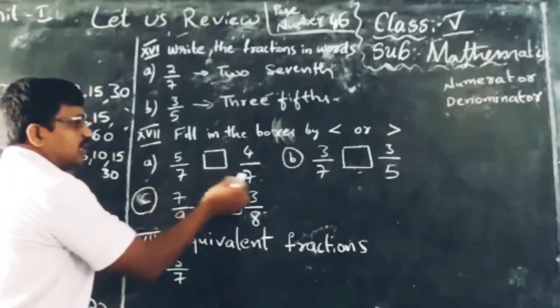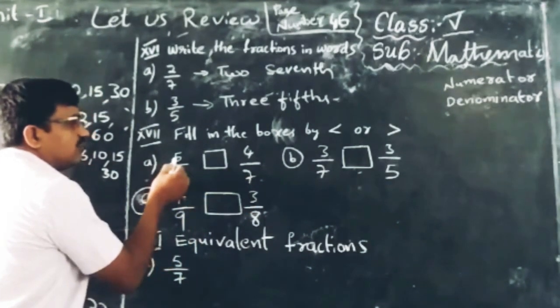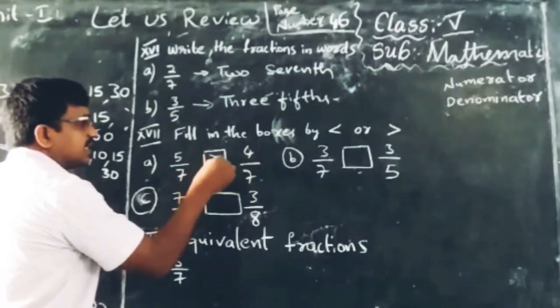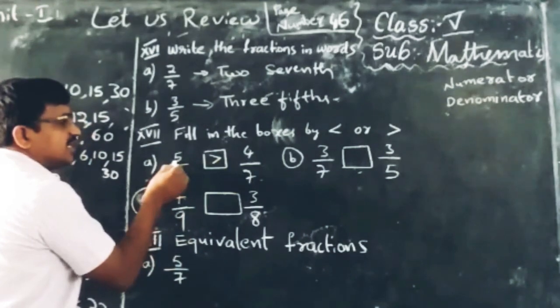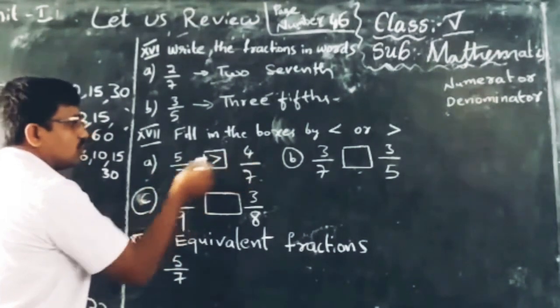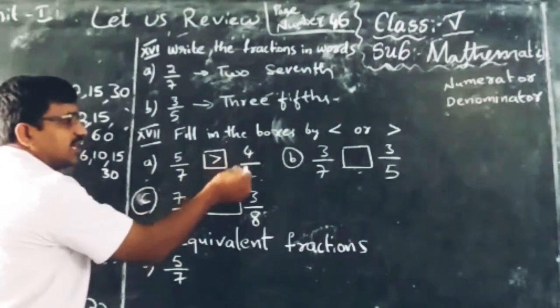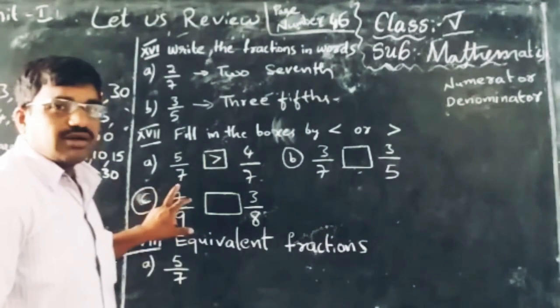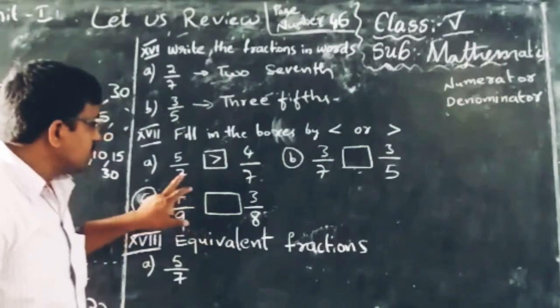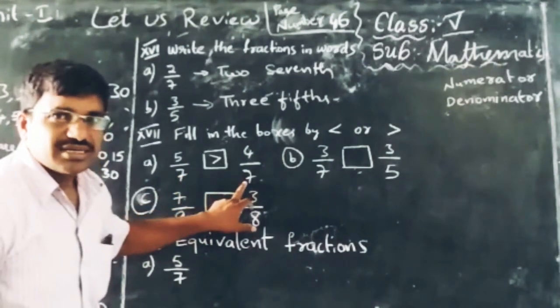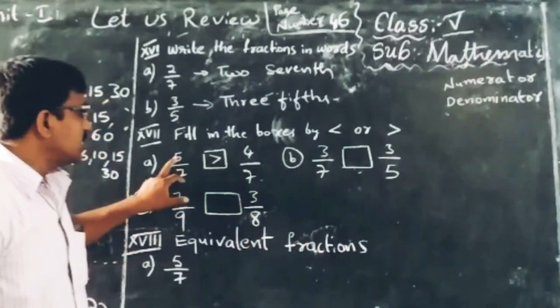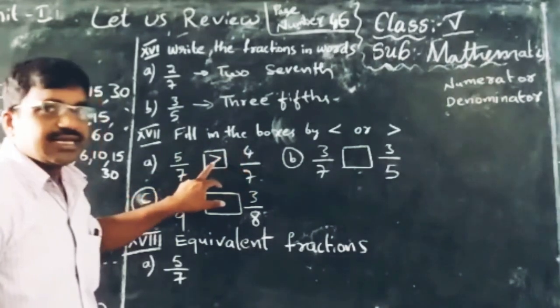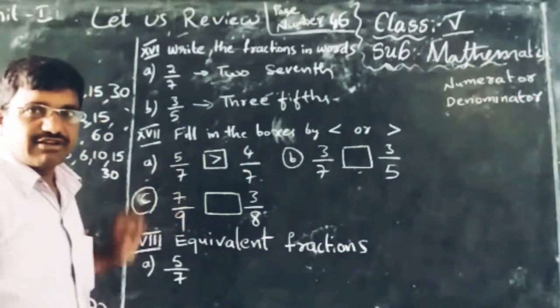If the denominators are the same, whichever numerator is greater, that is the greater one. Here 5 is greater than 4. So 5 by 7 is greater than 4 by 7. Listen carefully once again: if denominators are the same, then the fraction with the greater numerator is the greater fraction.